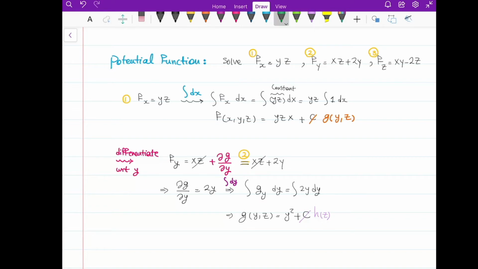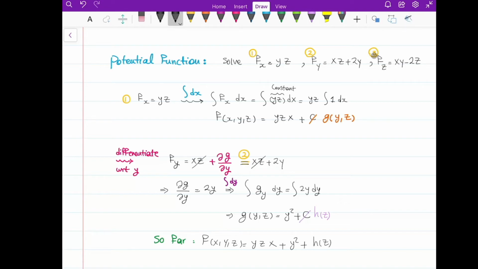So far, what do we have? So far, we have f of x, y, and z is equal to yzx plus g of y, z, which we found in here, which is equal to y squared plus h of z. Perfect. Now I need to find h of z, and notice that I used the first equation, I used the second equation in here, but I haven't used the third equation.